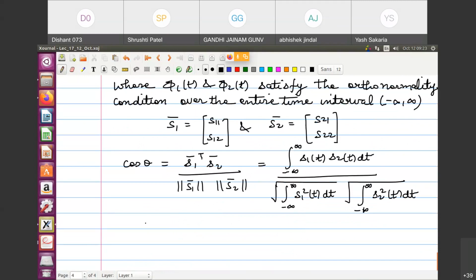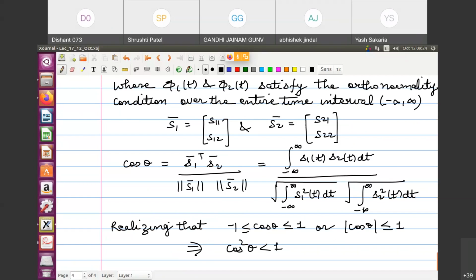Now realizing that cos theta always lies between minus 1 and 1, this we know. So what does this imply? The better way to write this is that the absolute value of cos theta is less than or equal to 1. This is another way of using the absolute value operator to write the same thing. Now this has a straightforward implication that cos square theta will be less than or equal to 1. There is another way to write the same thing.